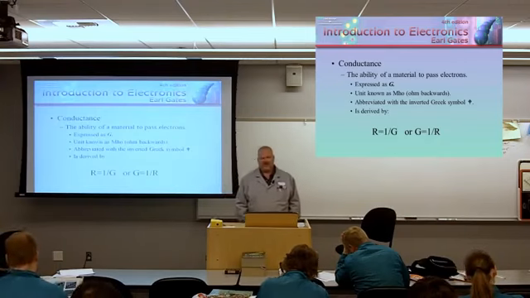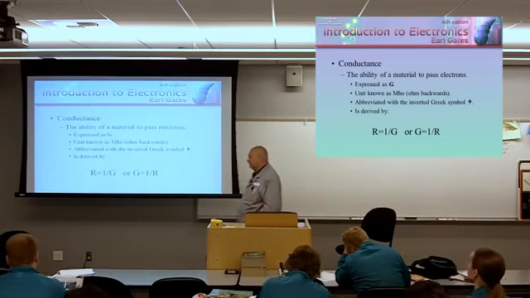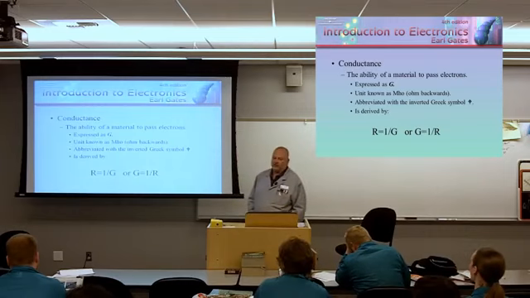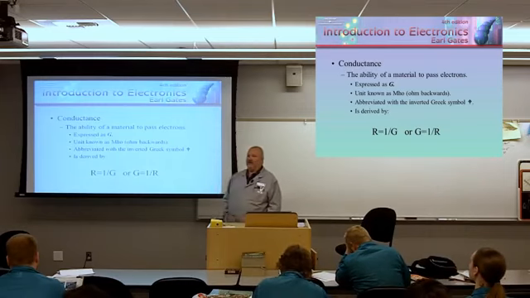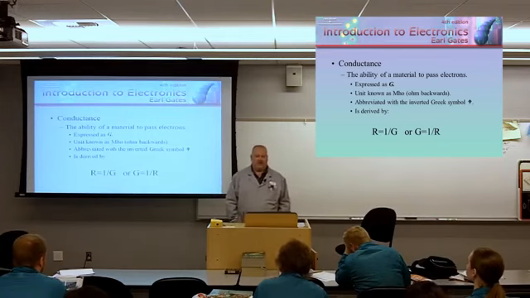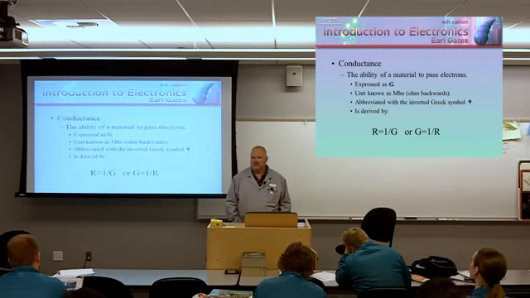Conductance. The ability of a material to pass electrons. It's expressed as the capital letter G, and believe it or not, I'm not making this up, the unit that we measure this in is called the mho, M-H-O. It's ohm spelt backwards, and that's not by mistake.